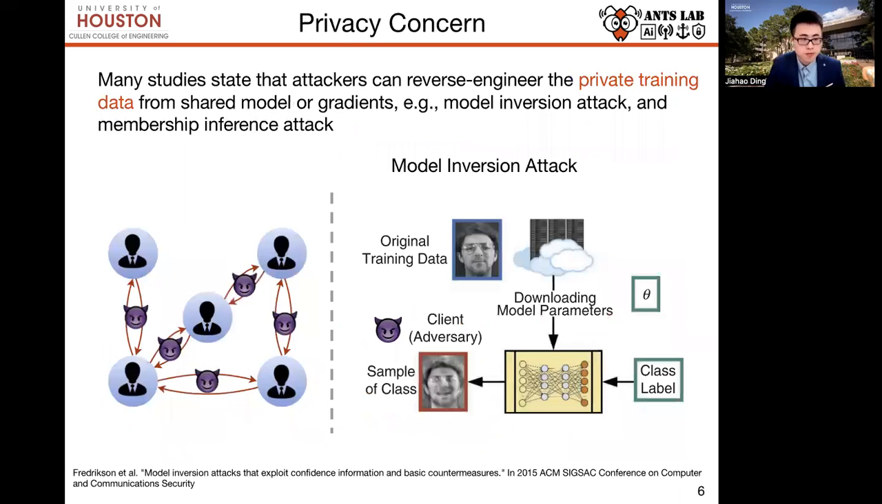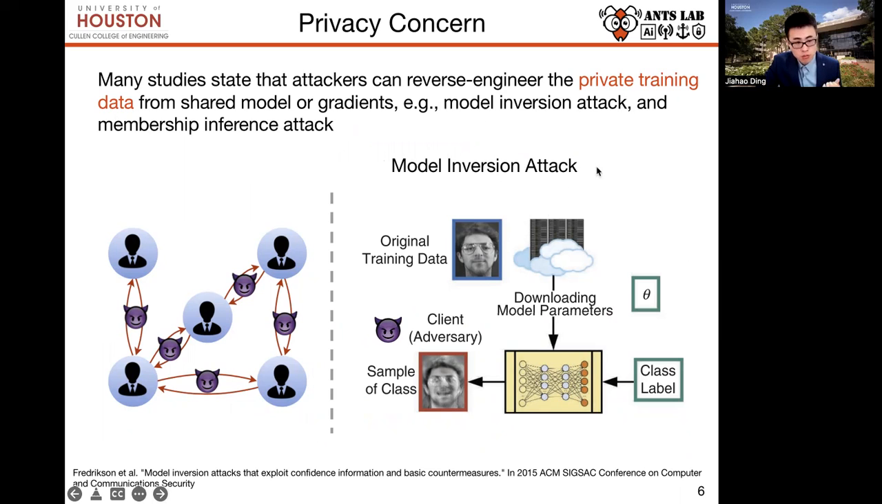Next, because we know machine learning can memorize the training data, many works show that an attacker can infer sensitive information of the private training data from the shared model or the gradients, such as the model inversion attack and the membership inference attack.